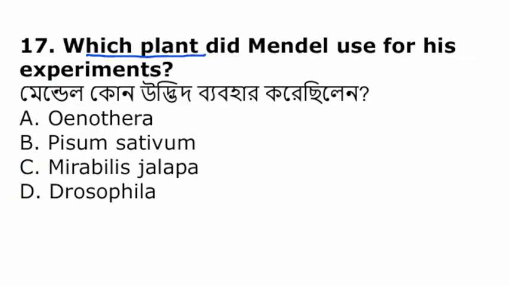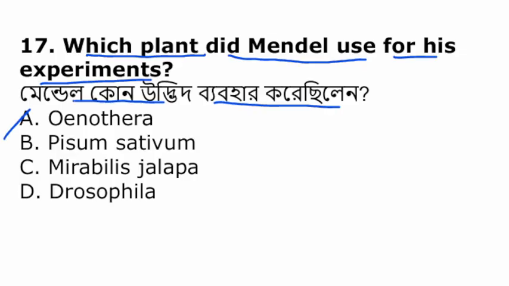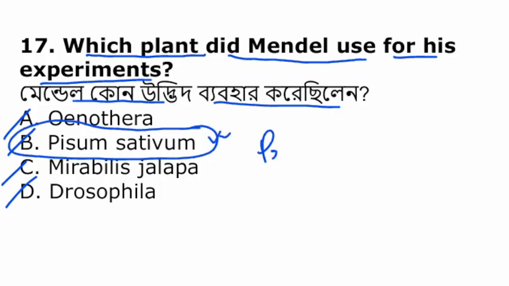Which plant did Mendel use for his experiments? Mendel কোন উদ্ভিদ ব্যবহার করেছিল তার এক্সপেরিমেন্টের জন্য? Oenothera, Pisum sativum, Mirabilis jalapa, Drosophila. So Mendel used Pisum sativum, that is pea plant. He used pea plant for his experiments.